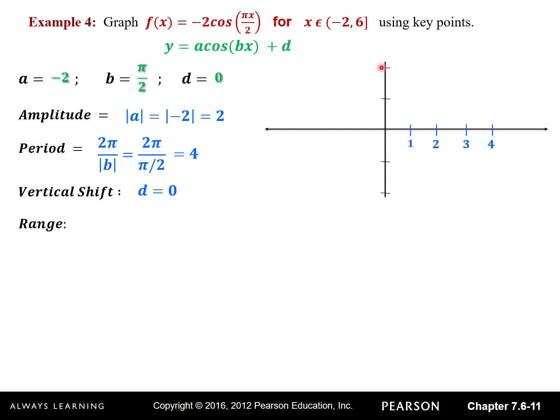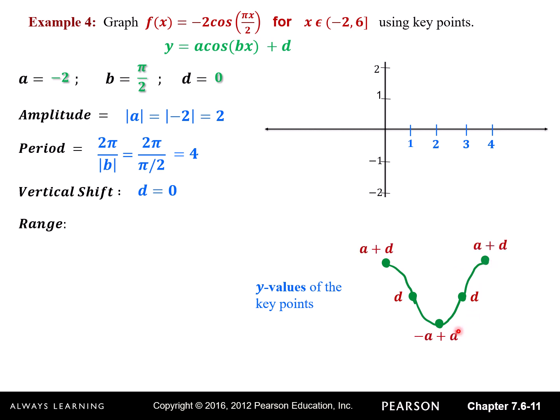So let us plot the intervals for the y. And then, let's create the cosine wave. Cosine wave is like a U shape. And let's identify the formula here. So the middle is D, the maximum is A plus D, and the minimum is negative A plus D. Then identify the value of D, which is 0. So the middle is 0.